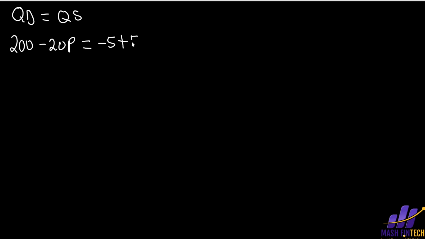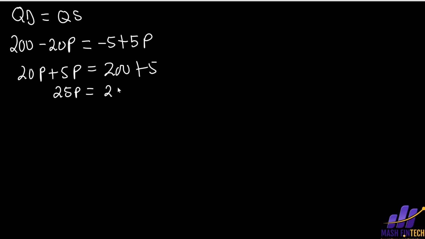So remember, for equilibrium, the quantity demanded has to be equal to the quantity supplied. And the functions that I've given you are such that the quantity demanded is equal to 200 minus 20p, and the quantity supplied is equal to minus 5 plus 5p. Then we solve this. So we put the like terms together, the 20p and the 5p. And then the 5 and the 200, it crosses, it becomes a plus. So it's 200 plus 5. We add these two, we have 25 times the price, which is equal to 205.